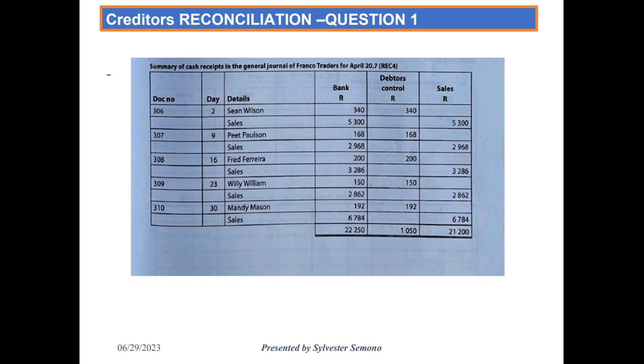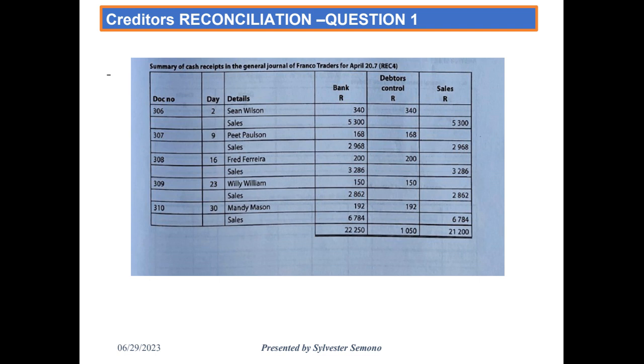And then the other one is 200 plus 3,286, and it's 3,486. It appears, so I'm going to tick it. And then 150 plus 2,812 is 2,862. This one appears too. Tick both.